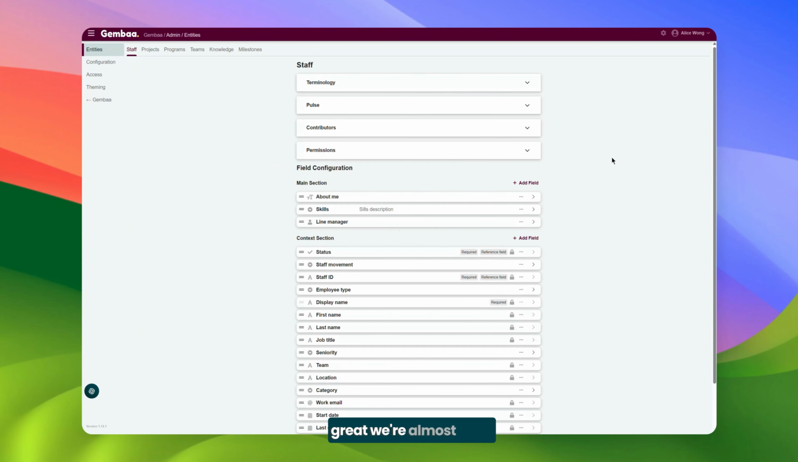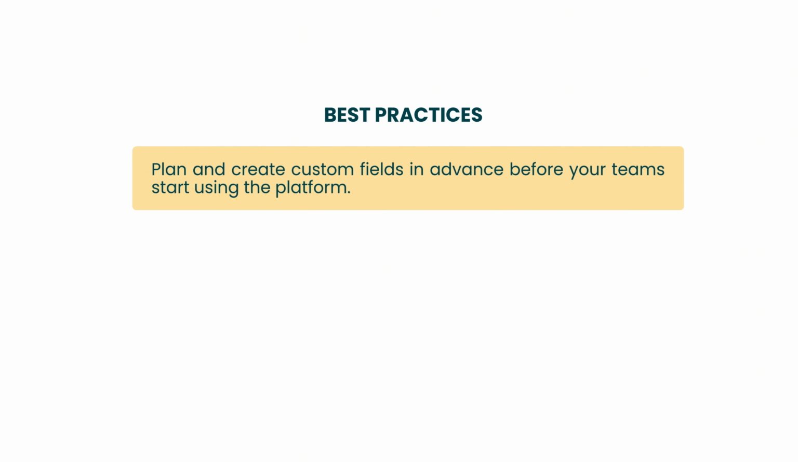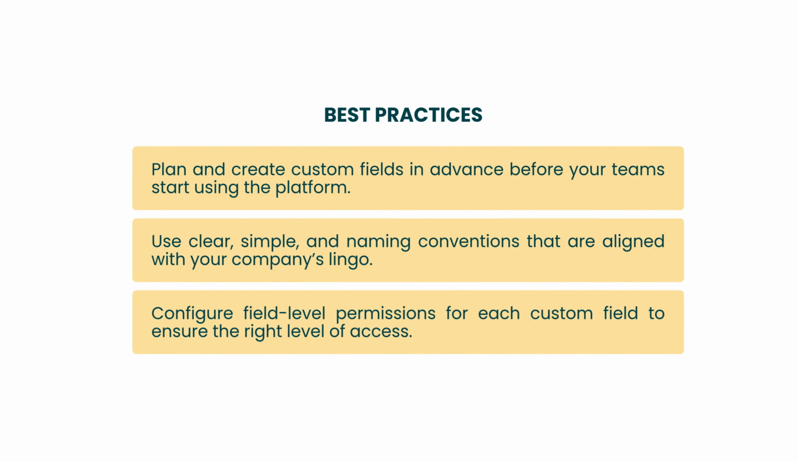Great, we're almost done. Sharing with you a few best practices when managing custom fields. First is to plan and create them before your team starts working to avoid confusion and redundant setup. Second, use consistent naming aligned to your company's lingo to improve adoption and clarity. And lastly, configure field-level permissions for each custom field, ensuring the right users can view or edit specific information based on the role. A separate video will be created on how the field-level permissions work.